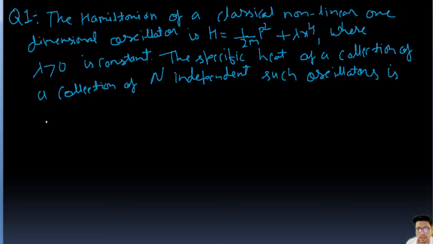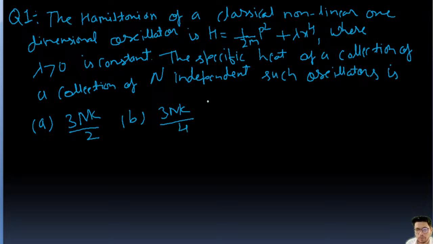Options are: option A is 3nk upon 2, where k is the Boltzmann constant, guys. Option B is 3nk by 4, where k is the Boltzmann constant; I'm just writing k for convenience. Option C is nk, and option D is nk by 2. So this is the question.